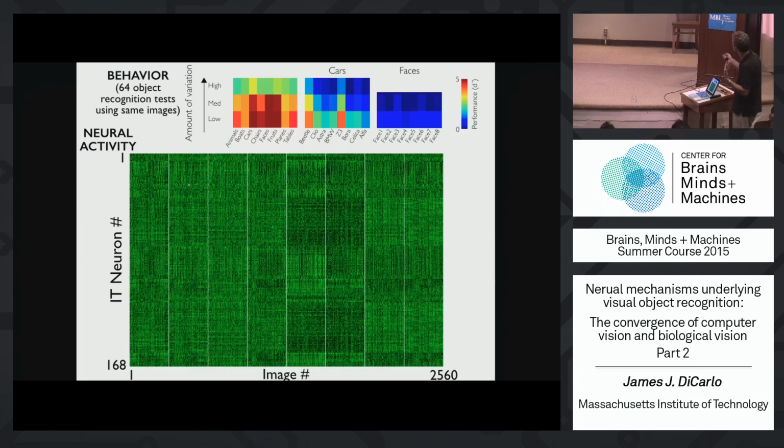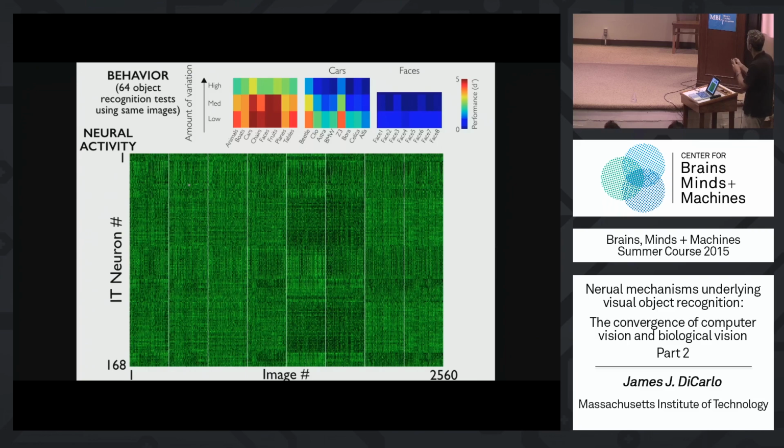So the subjects were doing either 8-way basic level tasks, or 8-way subordinate cars, or 8-way faces. And these are the D prime levels under different amounts of variation of those other latent variables: position, size, and pose. Don't worry about those details. What I want you to see is the color here.